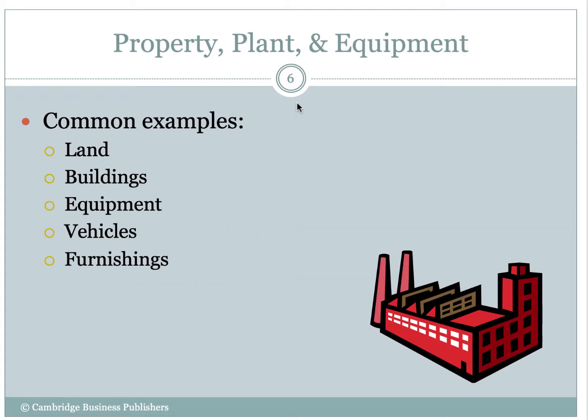So PP&E, call it property, plant, and equipment, pretty easy, right? Any long-term asset that we use to generate revenue falls under PP&E. Those are things like land, building, equipment, vehicles, furnishings, anything like that.